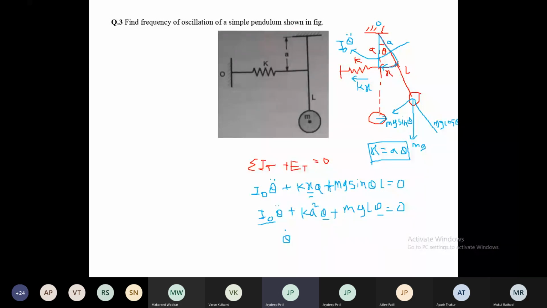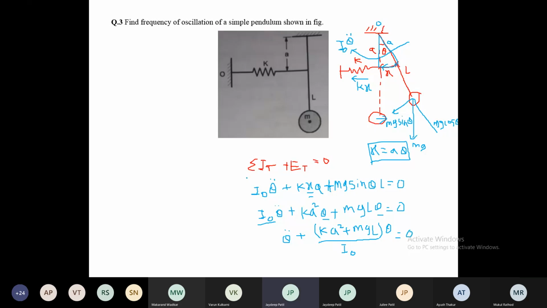I0 theta double dot plus bracket k a square plus mgL bracket complete theta divided by I0. Mass moment of inertia of this rod is I0.